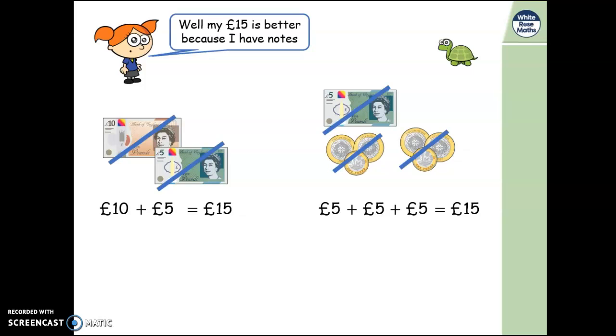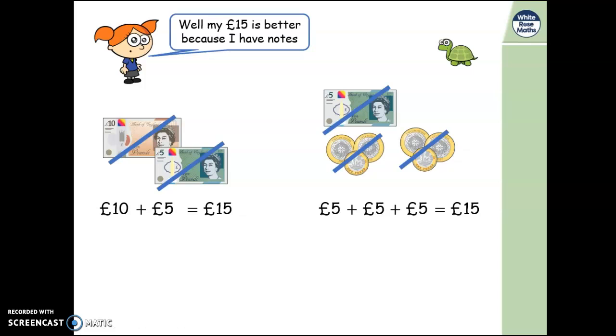What this is trying to say is that when you are counting or using pounds or pence or both, you can make the same amount but in different ways. So for example, you could swap that £5 there for a £5 note, or you could change that £1 there for two 50p's because 50 add 50 equals £1.